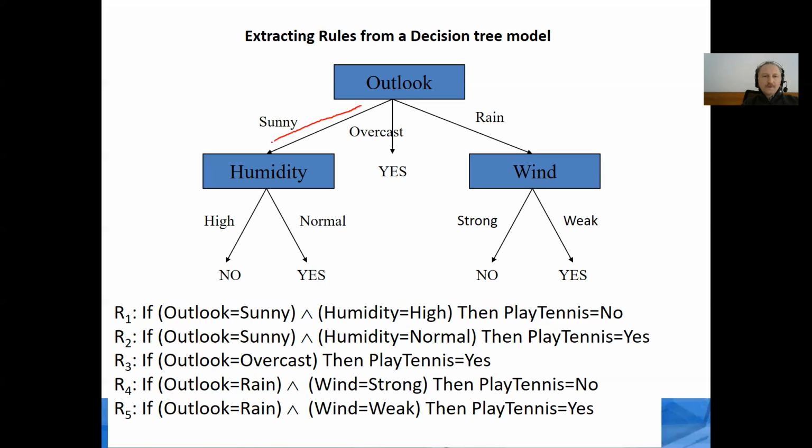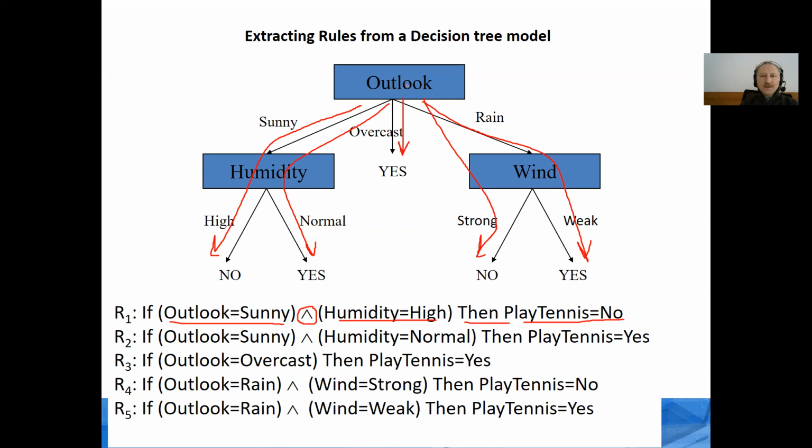We have one branch here, another branch here, 2, 3, 4, and 5 branches we have. 5 rules. This means we can produce 5 rules. Each branch of this tree is one rule. First, look at the first rule. What is it? If outlook is sunny, and humidity high, then play tennis, no.